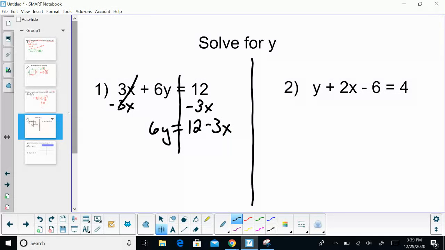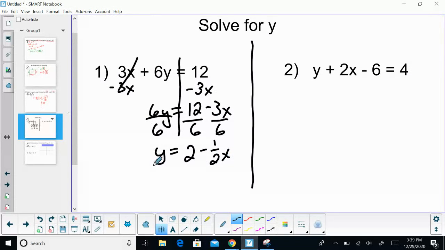Okay? Now, what's over here with the y? The 6. And this 6y, this is multiplication. And the inverse of multiplication is division. So we're going to divide by 6. And remember, we have to divide each piece by 6. So that leaves me with y equals 12 divided by 6 would be 2. Negative 3 divided by 6 would be 1/2 x.